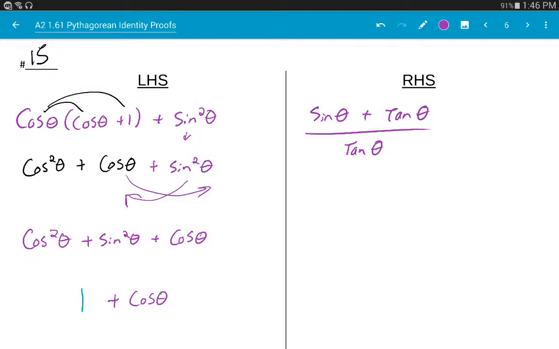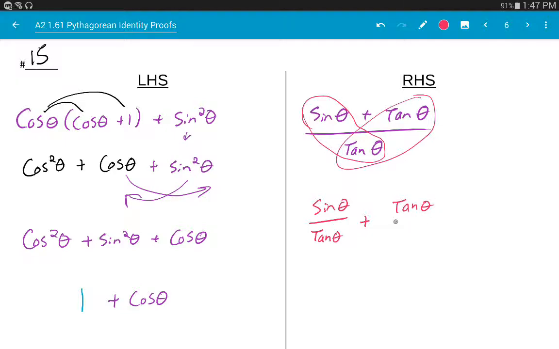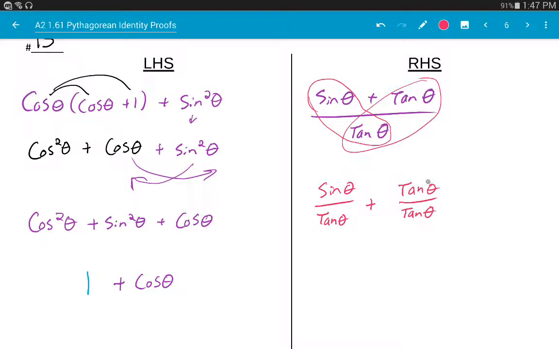Now let's attack the right-hand side. When I have two things added on top of a fraction, right, I would love to cross out these tans, but it doesn't work like that. What I need to do is I need to split this into two fractions. So I can get sine over tan, bring down the plus sign, and tan over tan. Anything divided by itself is going to be equal to 1. So tan over tan is 1.